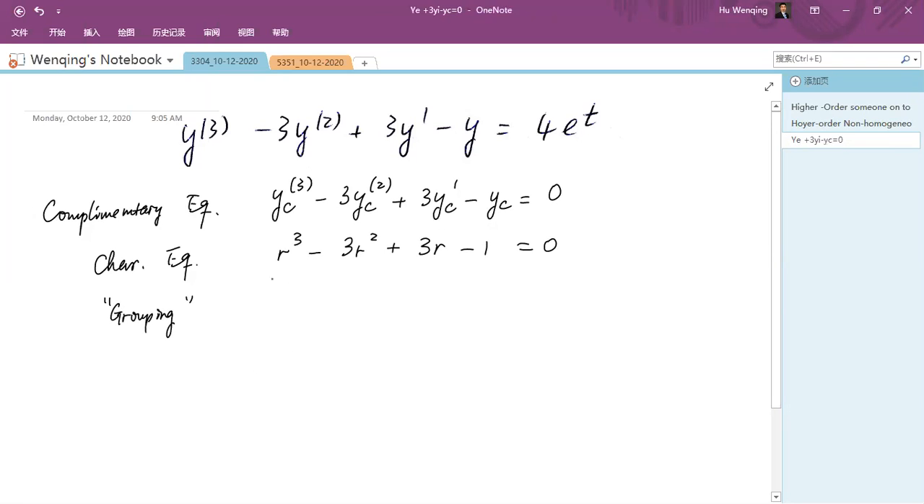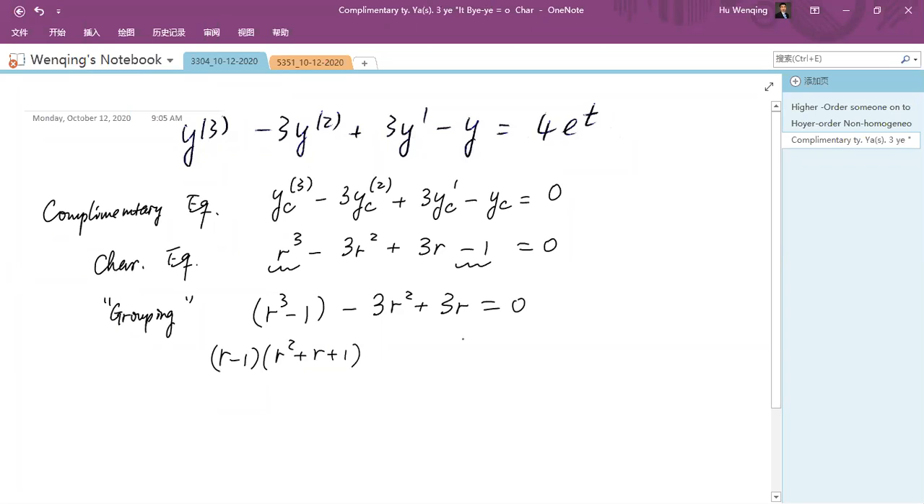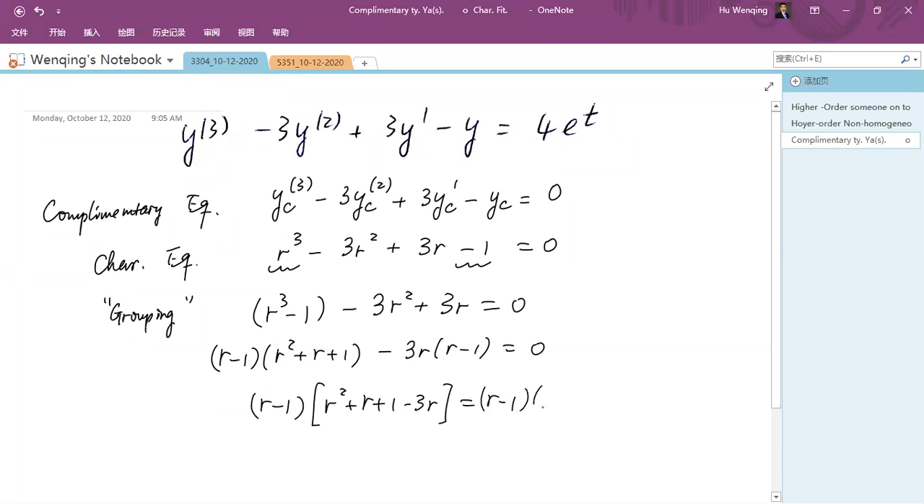In that case, you want to group the first and the last one: r cubed minus 1, and then minus 3 times r squared plus 3 times r is equal to 0. Then you're able to decompose it into r squared plus r plus 1, and minus 3 times r, multiplied by r minus 1. So you factor out r minus 1, giving r minus 1 times r squared minus 2r plus 1. So that's r minus 1 cubed is 0, because this is actually r minus 1 squared.